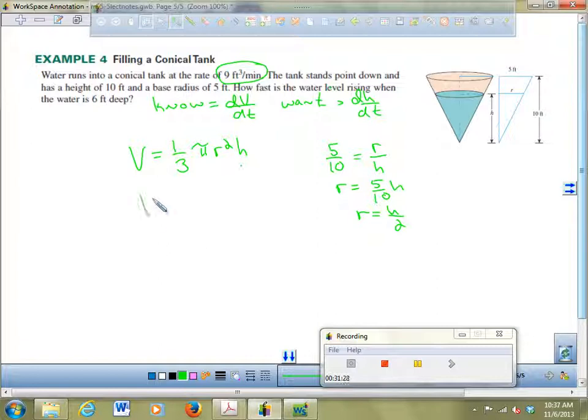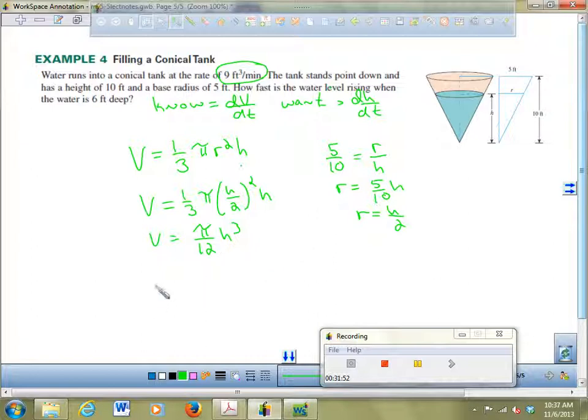So then you get 1/3 pi times h over 2 squared, because that's what r is, times h, right? Which gives you the volume is pi over 12 h cubed. I did some quick simplification. 2 squared is 4 times 3 on the bottom gives you 12 on the bottom. And you have a pi on the top, and h squared times h gives you h cubed. You've got to be good at algebra.